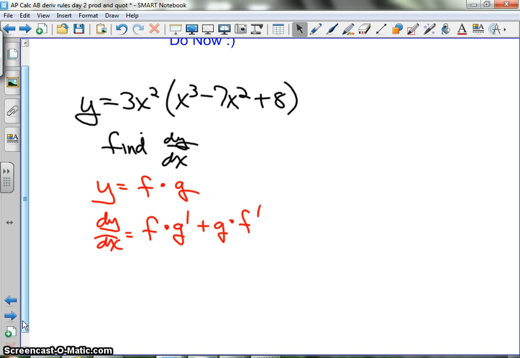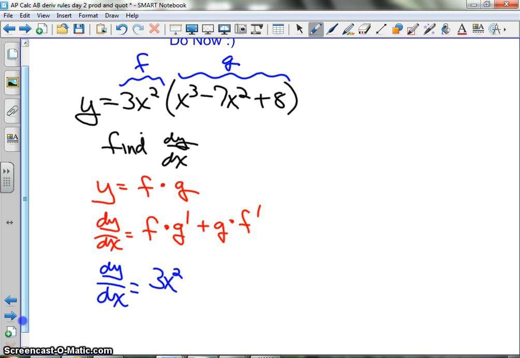Let's see how that works out with this one here. So I'm going to call my first function f. So 3x squared is my f function, and my second function is going to be g. So x cubed minus 7x squared plus 8 is going to be g. So when I follow the product rule, dy/dx says I'm going to take my first function f as is, 3x squared, and multiply that by the derivative of g.